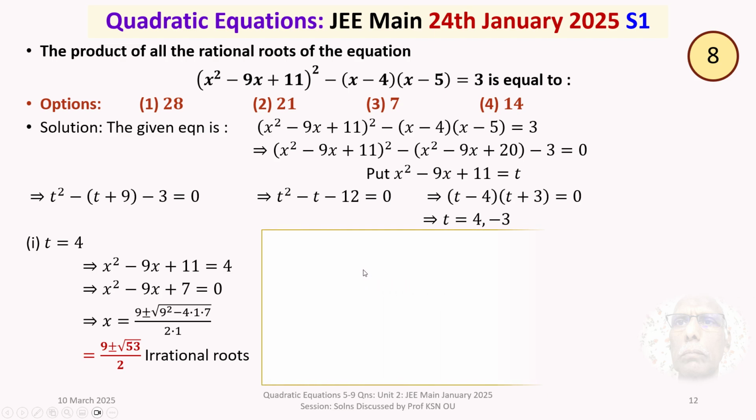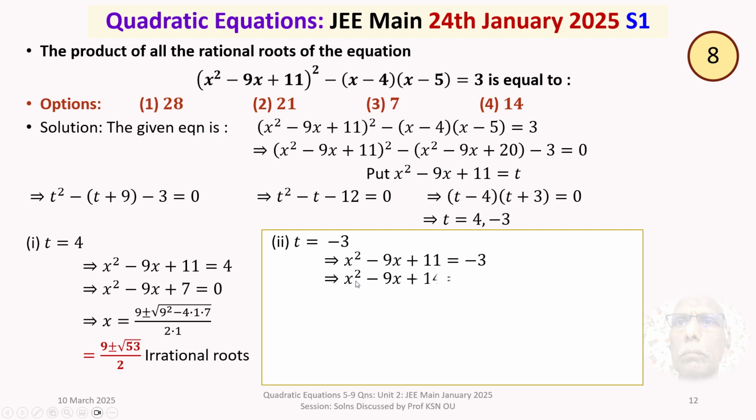Now take the next case, second case, t is equal to minus 3. This implies x square minus 9x plus 11 is equal to minus 3. Now simplify, we'll get x square minus 9x plus 14 is equal to 0. And factorization is very easy. The factors are x minus 2 into x minus 7 is equal to 0. This implies x is equal to 2 and x is equal to 7. Both are rational numbers. They are integers and therefore rational numbers.